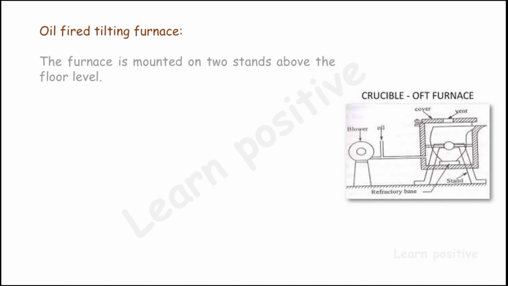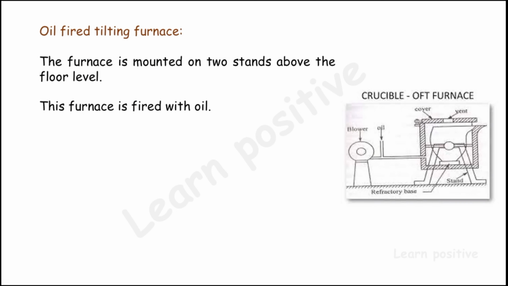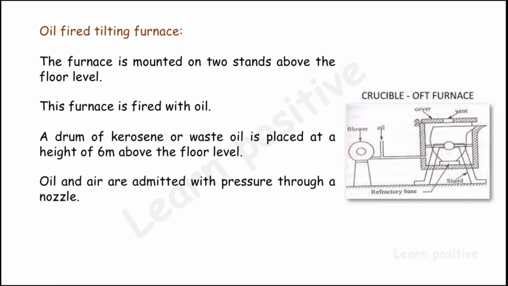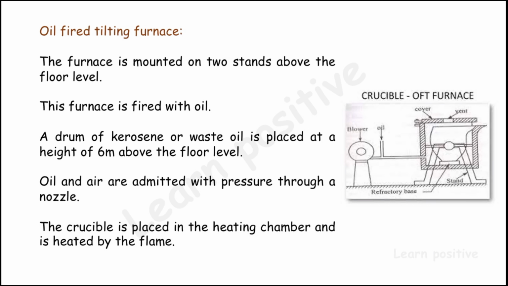The next one is the oil fired tilting furnace. The furnace is mounted on two stands above the floor level. The furnace is fired with oil. The drum of kerosene or waste oil is placed at a height of 6 meters above the floor level. Oil and air are admitted with pressure through a nozzle. The crucible is placed in the heating chamber and is heated by the flame created by the oil.